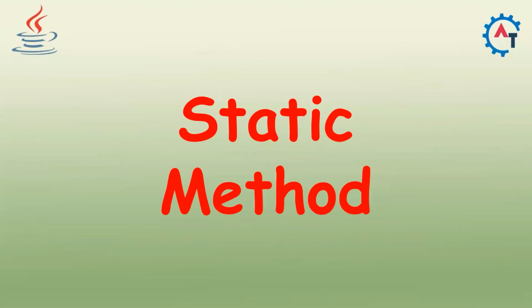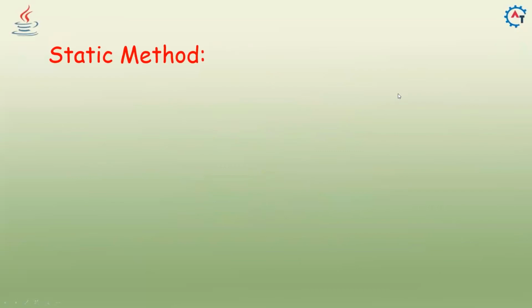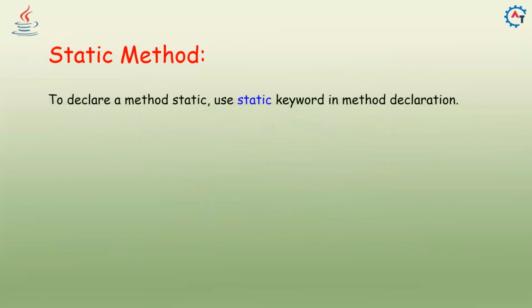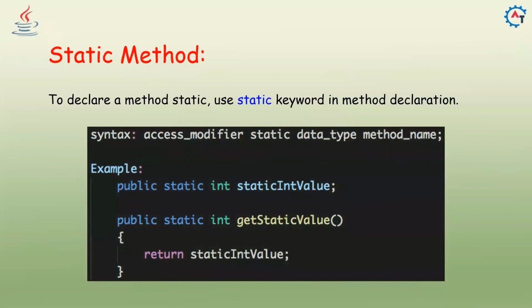Hi, in this video, we will see static methods in Java. To declare a method static, use the static keyword in the method declaration. Very simple. The syntax looks like: access modifier, static, data type, method name. You see that public static int getStaticValue.